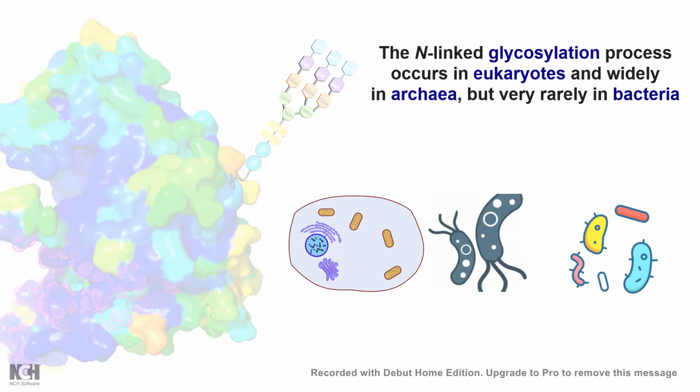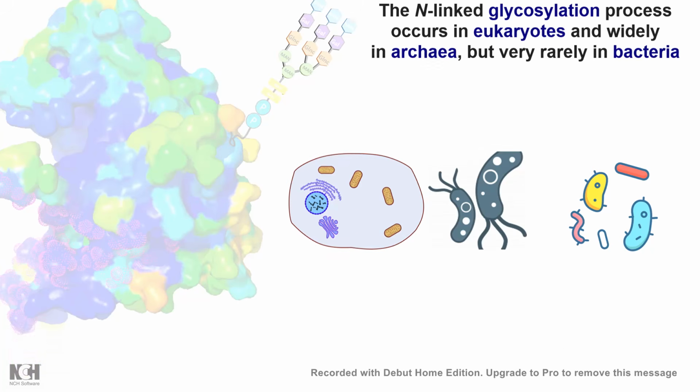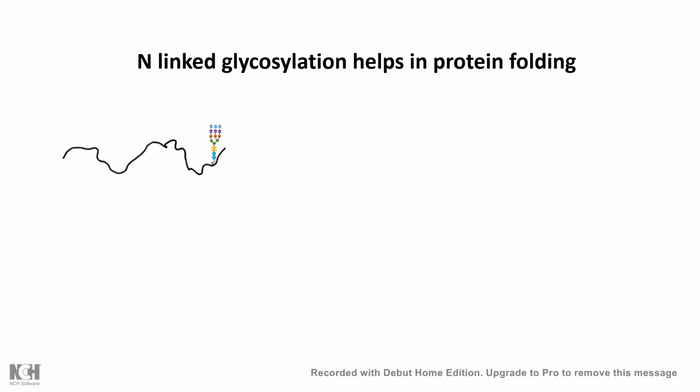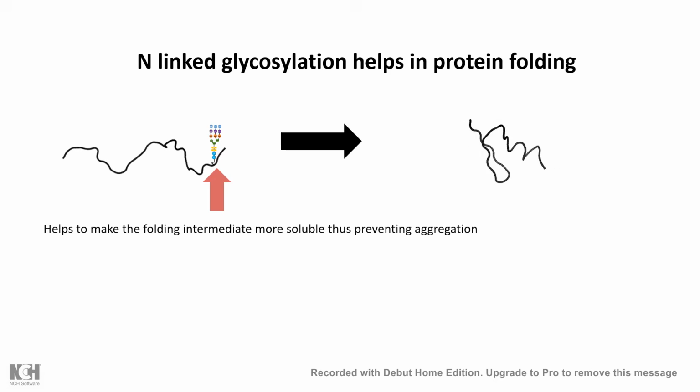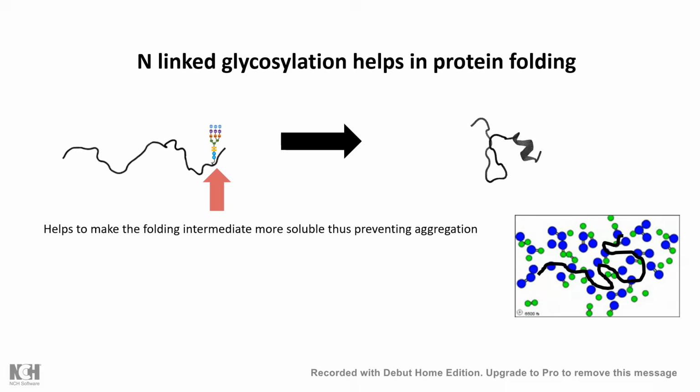Now, this N-linked glycosylation tag is pretty much conserved across eukaryotes and even archaebacteria, but very rarely in bacteria. So, the first thing that comes to mind is, what is the advantage of glycosylating proteins? N-linked glycosylation is helpful for protein folding. First of all, you can see that N-linked glycosylation helps in overall folding of the protein. In this protein folding step, it helps to ensure that the intermediates of folding are soluble enough such that they don't aggregate with each other and form aggregation products. So they help in solubilization.